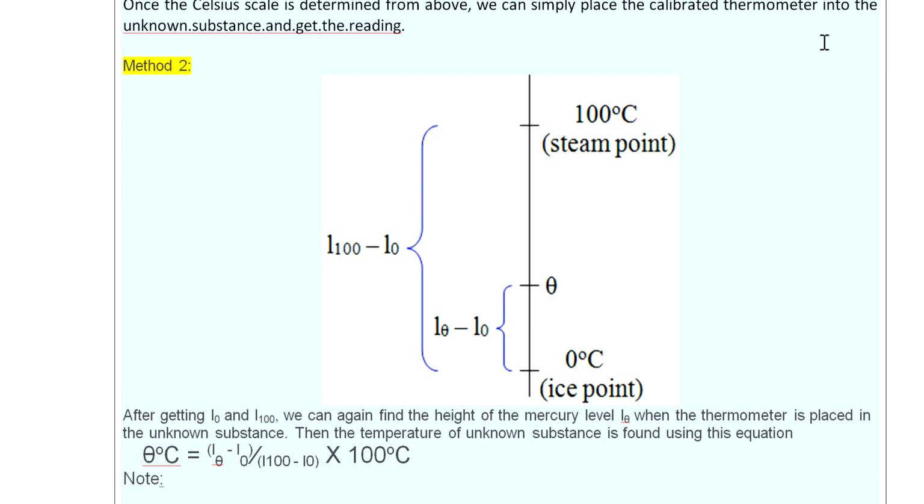This method is called the displacement method. In this method, there is a formula involved. By using this formula, we can find the unknown temperature of an object by the displacement method.